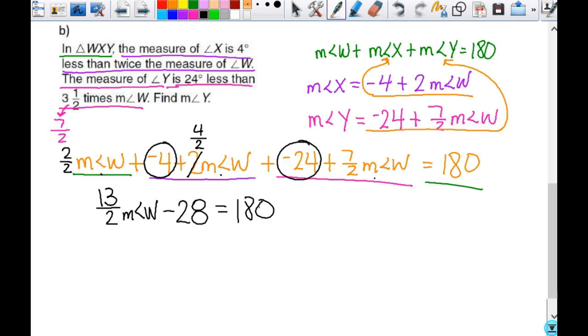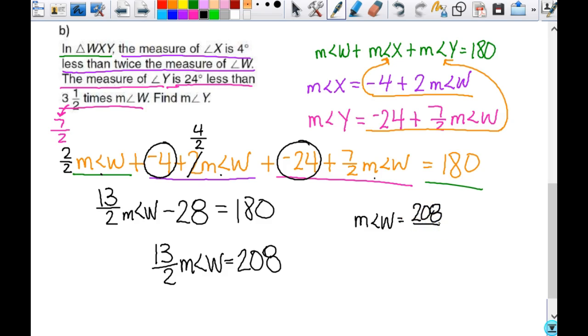So now what I'm trying to solve for is the measure of angle W, right? What do I do next? Add 28 to both sides. So that's going to give me 13/2 times the measure of angle W equals what? 208. So trying to get the measure of angle W by itself. Since this is multiplication, you're dividing by 13/2. When you divide by a fraction, you actually multiply by what? The reciprocal. So I'm going to get that the measure of angle W is equal to 208 times 2/13. So not a bad idea to put that over 1.